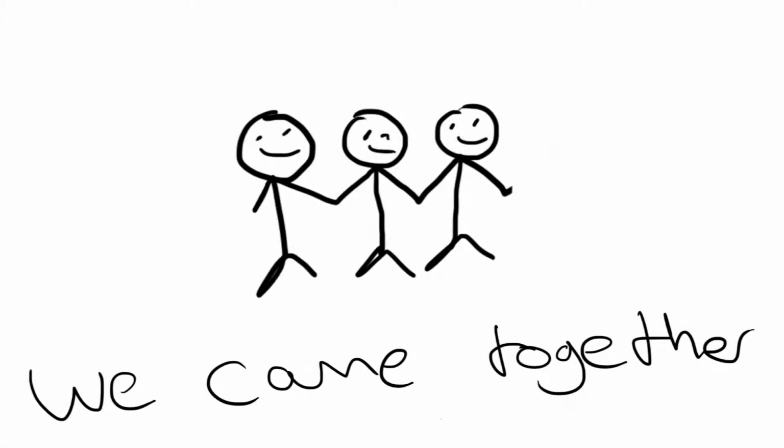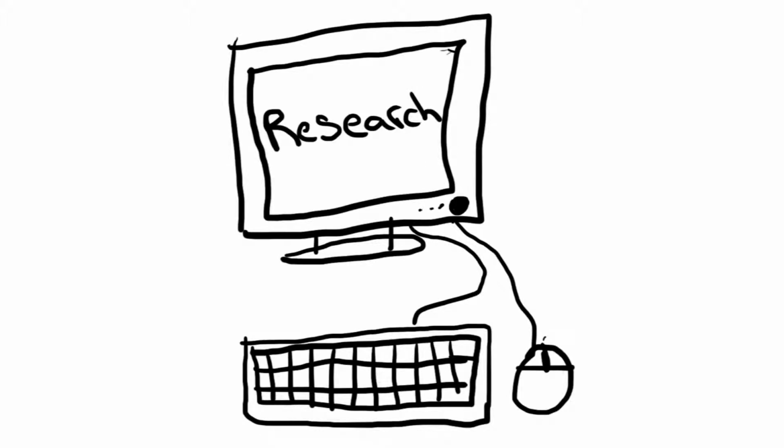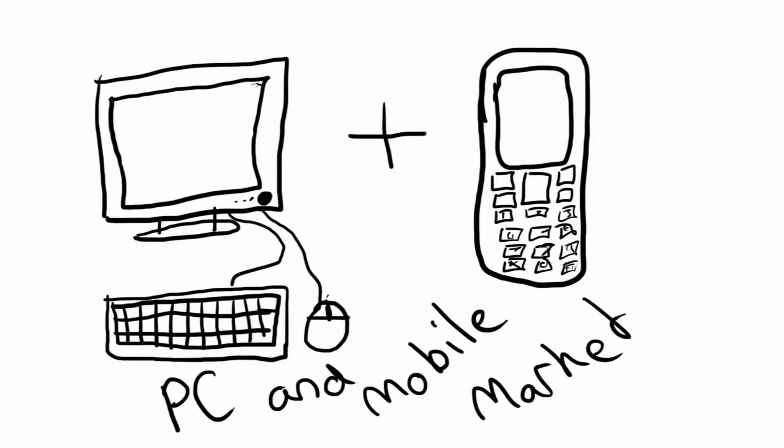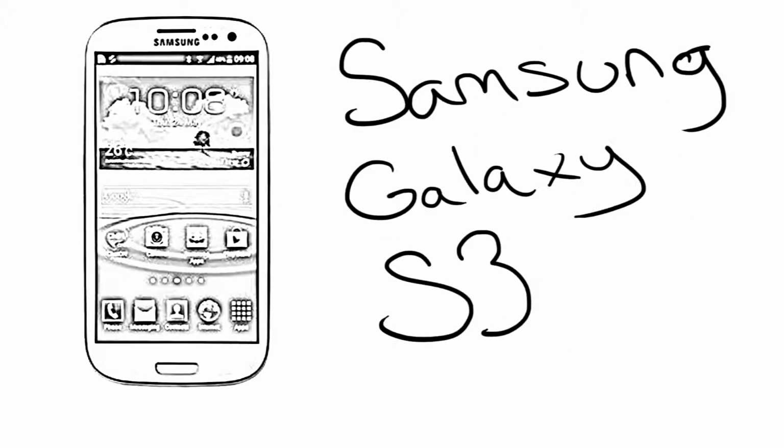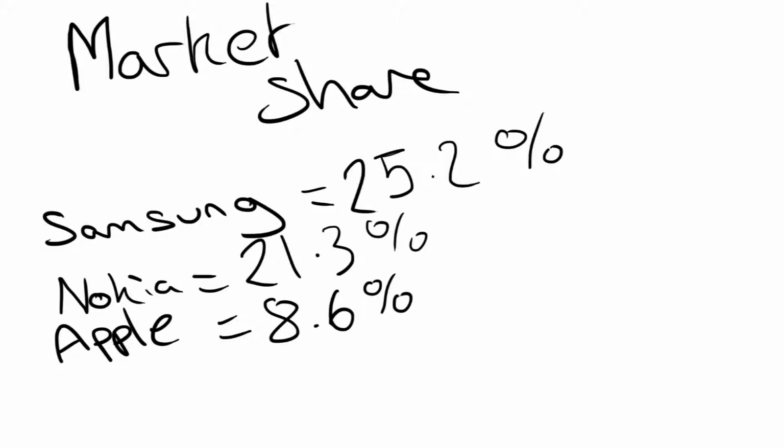We came together and did some research on different market trends, and we started off by gathering information on the most popular devices in the PC and mobile market. This is based on data from 2012. Multiple sources rank the Samsung Galaxy S3 as the number 1 best-selling phone for 2012, in which year Samsung owned 25.2% of the mobile market share as opposed to Nokia's 21.3% and Apple's 8.6%.